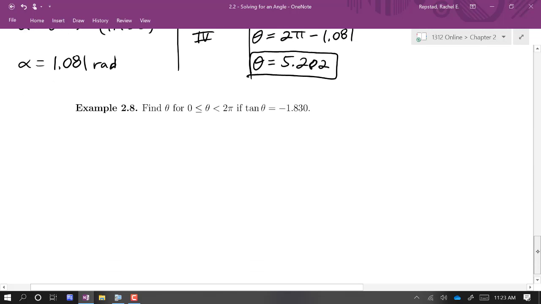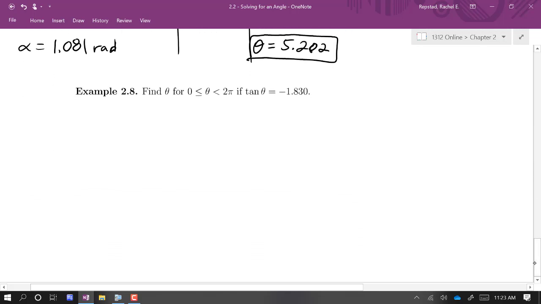All right, let's try one more. We're going to find theta now if tangent is negative 1.380. Again, we're looking for radians because it's from 0 to 2 pi. And I'm going to start just by saying, okay, tan alpha is a positive 1.830. I'm going to find that first quadrant reference angle.